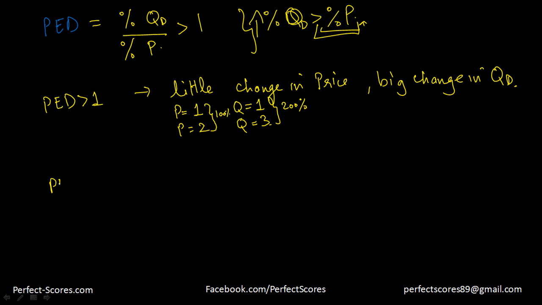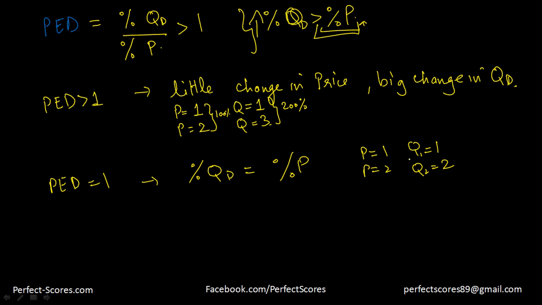And when is price elasticity of demand equal to 1? The percentage change in quantity demanded is exactly equal to the percentage change in price. So if the price goes from 1 to 2, the quantity demanded will also go from 1 to 2, right? So the percentage change is exactly equal. Or if the quantity demanded is 2, it is going to go till 4, because if this is a 100% increase, this will also be a 100% increase.